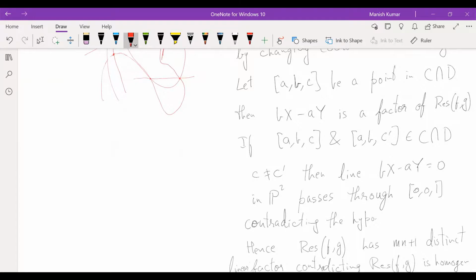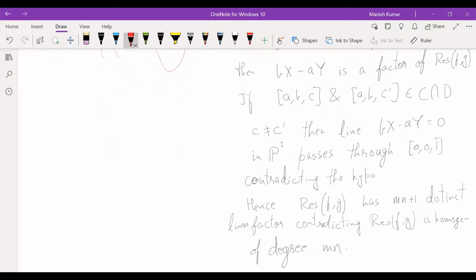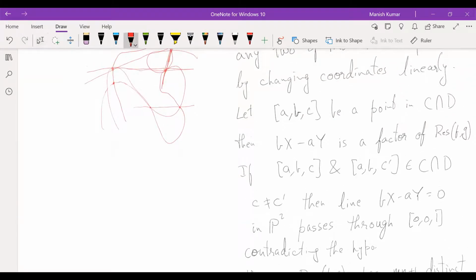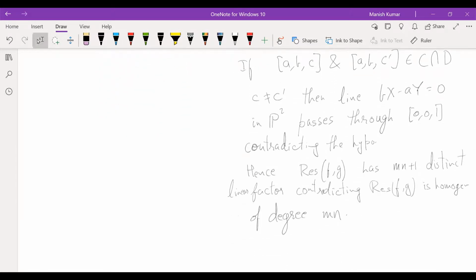Okay, so what this says is that the resultant of f and g has mn plus 1 distinct factors. If there are mn plus 1 points, each point corresponds to a factor Bx minus Ay of the resultant of f and g. So we'll have mn plus 1 distinct linear factors, contradicting the fact that the resultant is homogeneous of degree mn. It can't have more than mn distinct factors. That completes the proof that there can't be more than mn points.